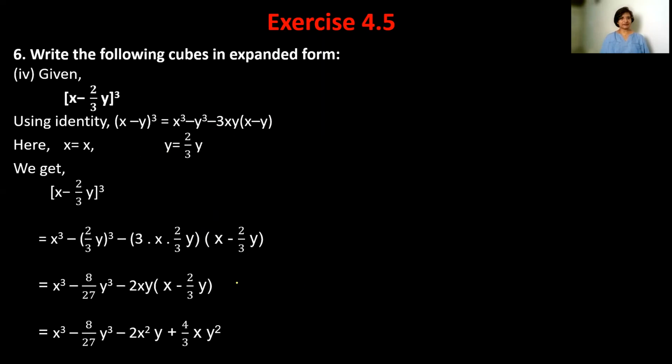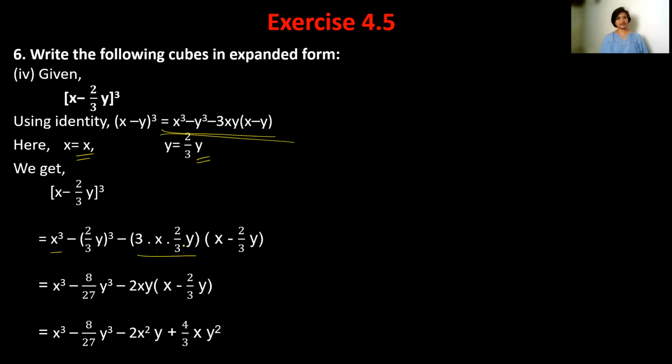The fourth part says x minus 2 by 3 y whole cube. So x minus y whole cube equals x cube minus y cube minus 3xy into x minus y. So here the value of x is x, the value of y is 2 by 3 y. So we are putting it in the right hand side of this identity to get the expanded form. So here x cube minus 2 by 3 y whole cube minus 3 x y, where the value of x is x and the value of y is 2 by 3 y. Don't get confused. And x minus y, so x minus 2 by 3 y.